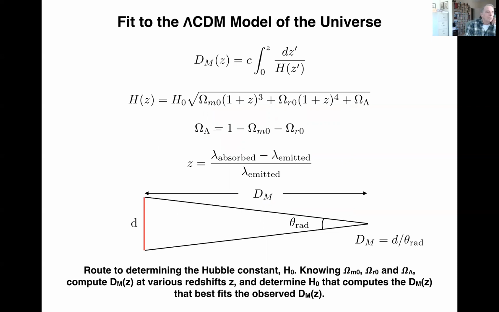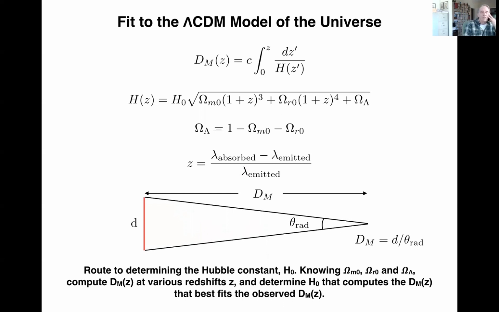Then you compute d sub m assuming a value for the Hubble constant, and you change that value until you fit all of the observed d sub m's with the d sub m's you calculate at various redshifts with this model of the universe, this lambda cold dark matter, which seems to fit all the other things that you observe. In doing that, you get a value for the Hubble constant which fits this data.